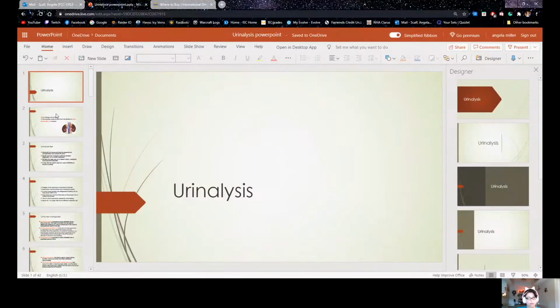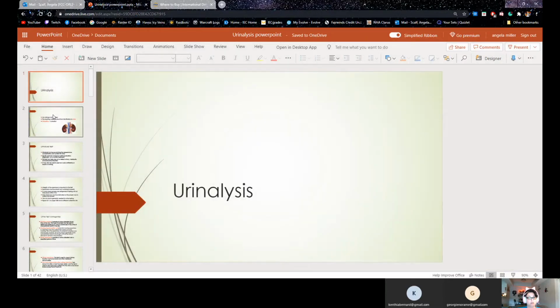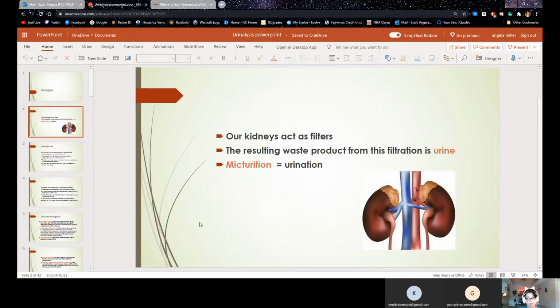So with the urinalysis today, we've gone over the urinary system, and we've talked about the parts of the urinary system, and we've talked about each one of its jobs, the functions, and we've talked about the dysfunctions, or the disorders and diseases that can happen to the urinary system. So now we're going to move ahead with the actual process of doing a urinalysis.